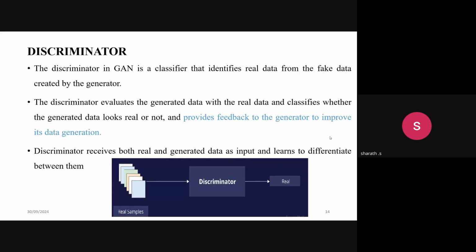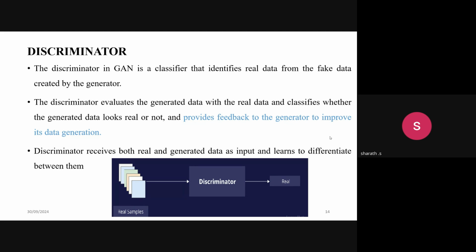Discriminator. The discriminator in a GAN is a classifier. It is a classifier that identifies real data from fake data created by the generator. The basic functionality of the discriminator is to discard the image that is generated by the GAN. It has to prove that the data or the image generated by the generator is fake. The discriminator compares the generated data with the real data, classifies whether the generated data looks real or not, and provides feedback to the generator to improve its data generation.